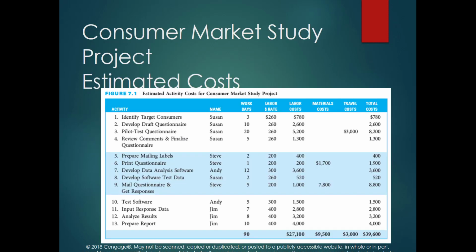So this is an example of a project that we worked on. It's a consumer market study project, and we have different types of cost. We have the labor rate and the number of days that they work, and we have computed the labor cost. Then we have the material cost and travel cost. So in total we have three types of cost for this project, and in the last column on the right side we have the total cost for each of these activities, and at the end the total for the entire project. $339,600 is the total cost for this project that we need to spend.